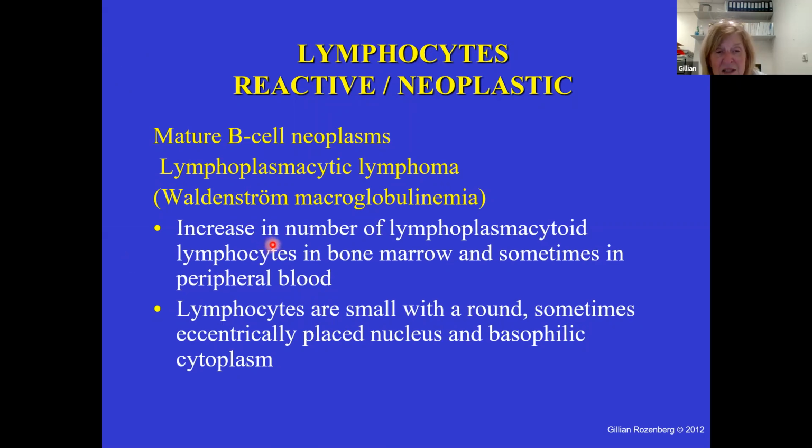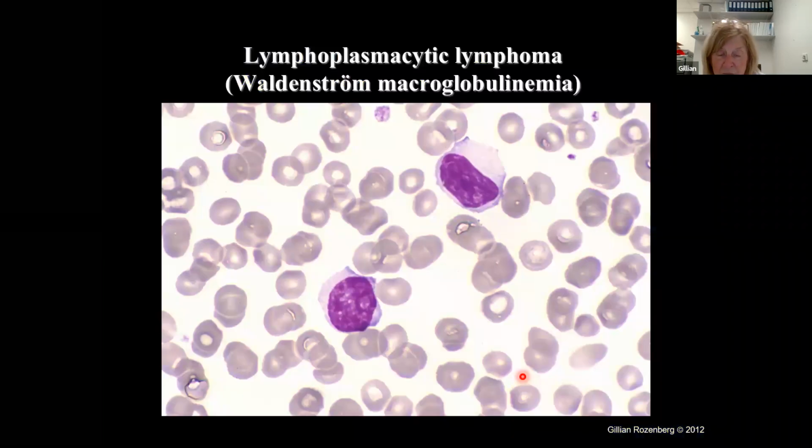So there's an increase in the number of lymphoplasmacytoid lymphocytes in the marrow, and sometimes you'll see those on the peripheral blood. The lymphocytes are small, with a round, sometimes eccentrically placed nucleus and basophilic cytoplasm. Often this is a bit hard to recognize, so how I can tell you to do this is to just keep going over these workshops over and over, and looking at the age of the patient, the sex of the patient, any history that you can get. In this particular disorder, the lymphoplasmacytic, you'll get a raised ESR.